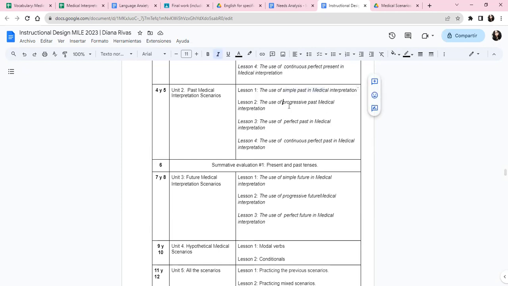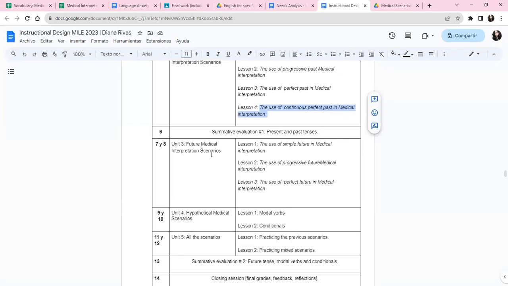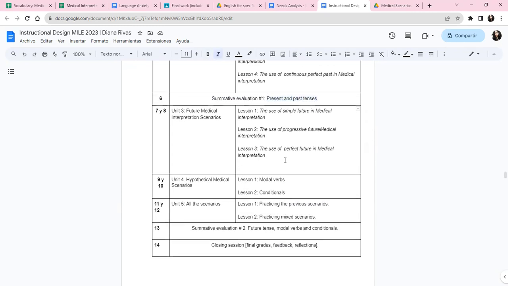Lesson number 2, progressive past in medical interpretation. Lesson number 3, the use of perfect past in medical interpretation. And lesson number 4, the use of continuous perfect past in medical interpretation. Then for this 6th week, we will have summative evaluation about present and past tenses. Then unit 3 would be future medical interpretation scenarios.